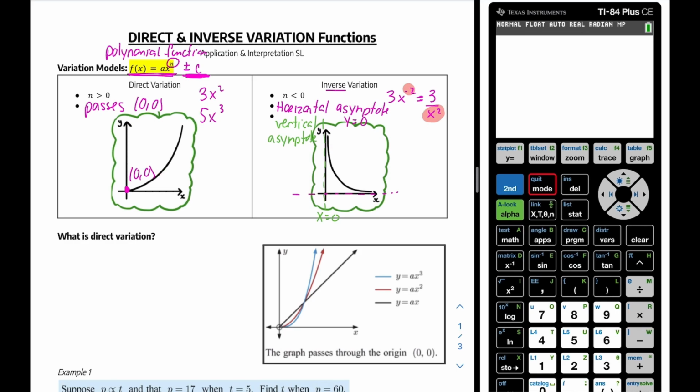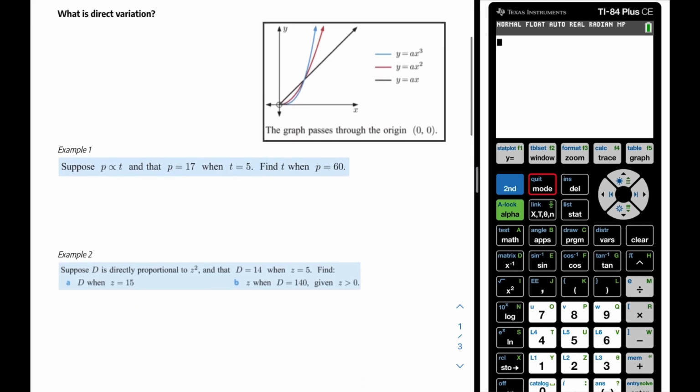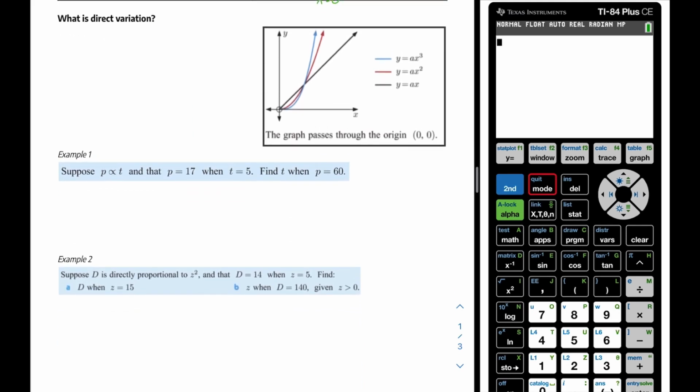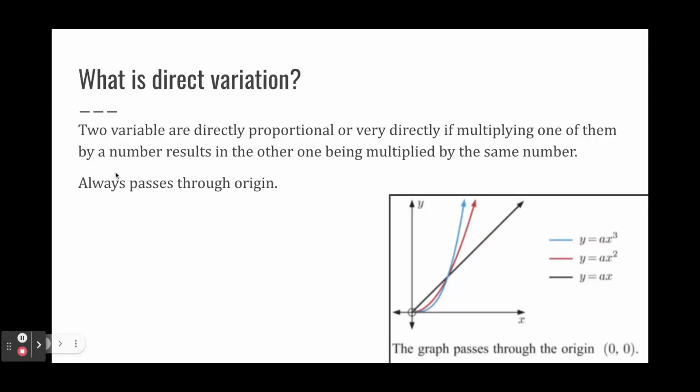First, let's start with a direct variation for practice. Like we said, a direct variation is going to be of the form where we have x to the power of 3 or x to the power of 2 or even x to the power of 1, which we just forget. All these are examples of direct variation. A direct variation is two variables that are directly proportional or vary directly if multiplying one of them by a number results in the other one being multiplied by the same number. So it always passes through the origin. That's what we mentioned here, right? So these are examples of direct variation.